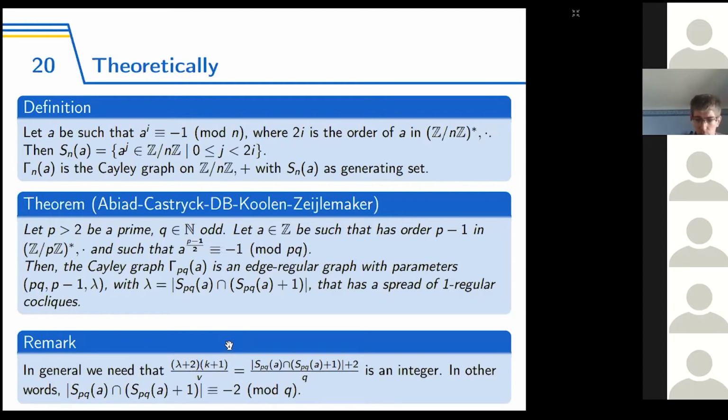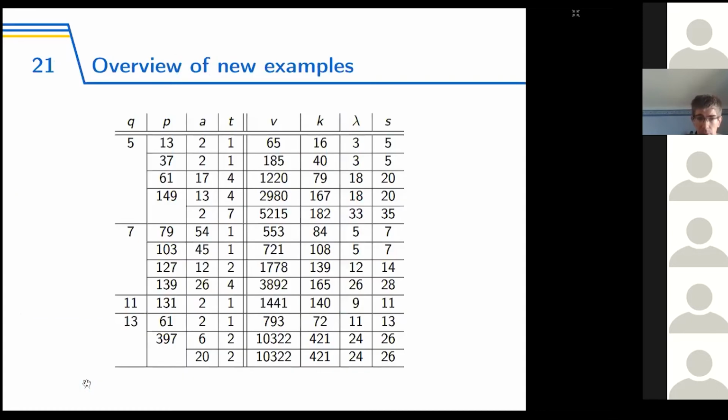So far so good, but you could wonder, well, theoretically it all works nice and you have this one example of 65 vertices, but this might be a very heavy condition so that you have no other examples. But that's not true. You can see for q equal 5, 7, 11, 13, we managed to find examples.